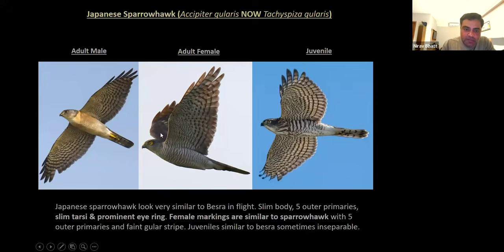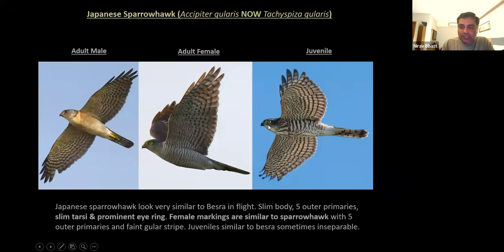In female, it is similar to Eurasian Sparrowhawk, the markings, but the structure is different. Only 5 outer primaries instead of 6 of Eurasian Sparrowhawk is important here. And in juveniles, once again, very difficult to identify in comparison to Besra, but it has yellow eye rings, smaller beak, smaller head projection, and 5 outer primaries.